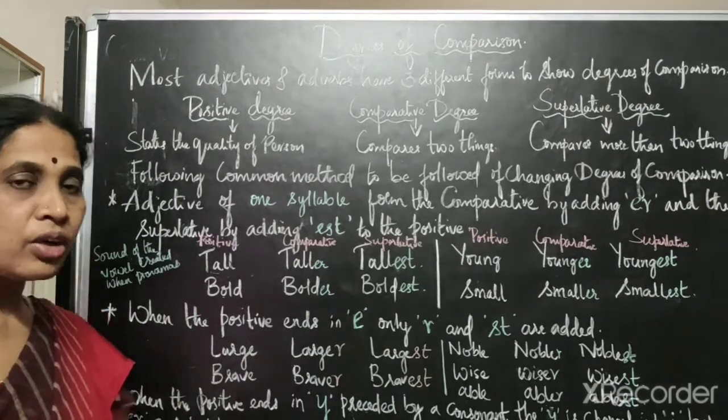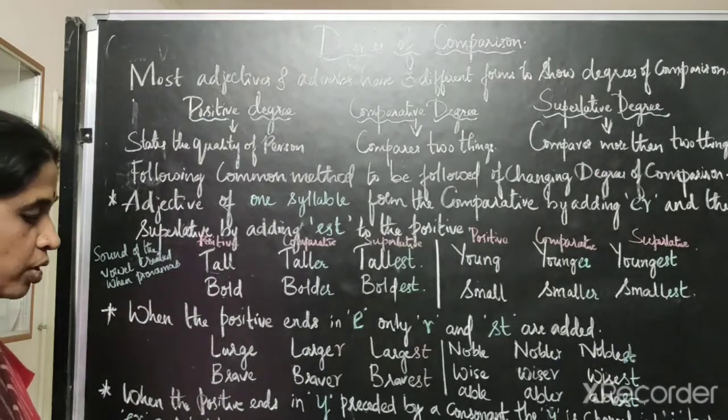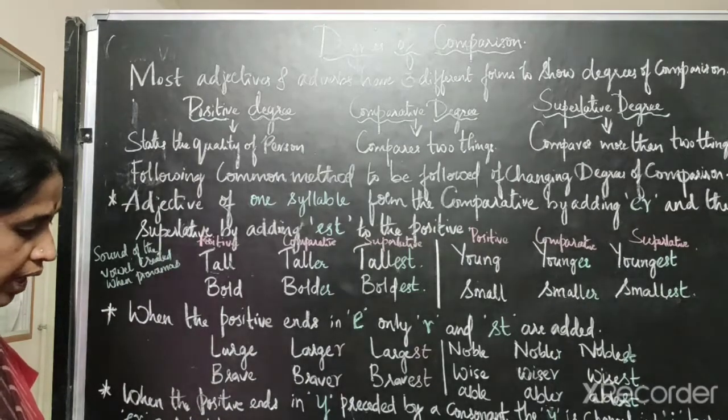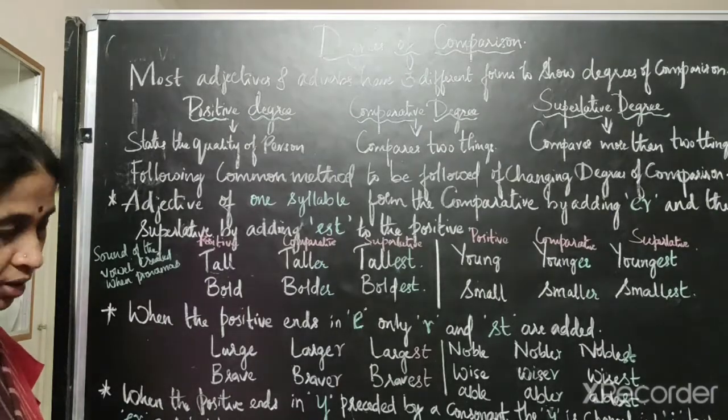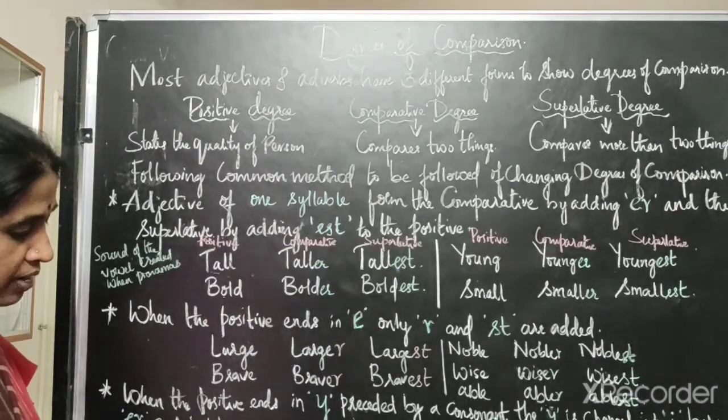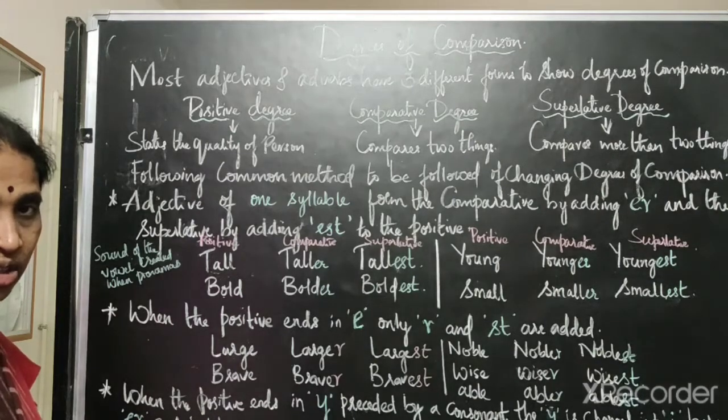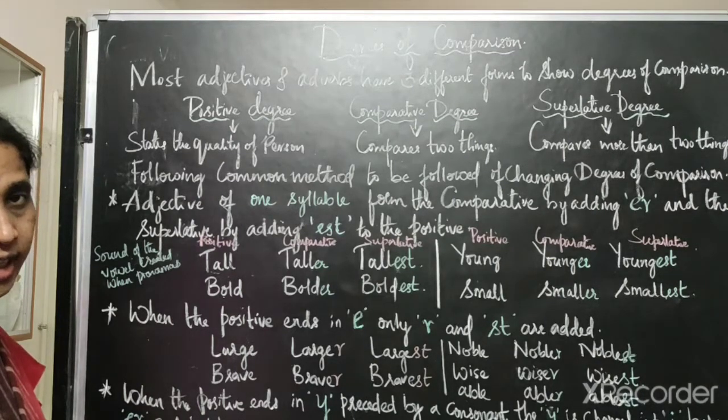Okay, another rule says that when the positive word ends with y, and is preceded, that means before it, by a consonant. I think you all know the consonants in the English alphabet.